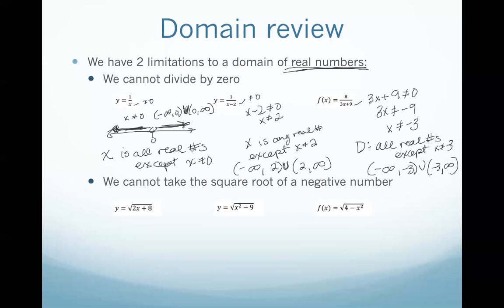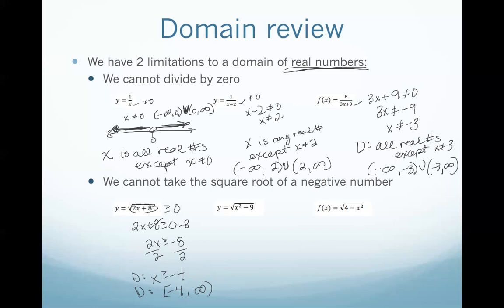So we can't take the square root of a negative number, so we know that the radicand has to be greater than or equal to 0. So that means that 2x plus 8 has to be greater than or equal to 0. Minus 8, 2x has to be greater than or equal to negative 8. Divide by 2, x has to be greater than or equal to negative 4. That means x can be from negative 4 and anything bigger, and equal to, so I can put a square bracket. So my domain here would be from negative 4 to infinity, or I can say any value greater than or equal to negative 4.